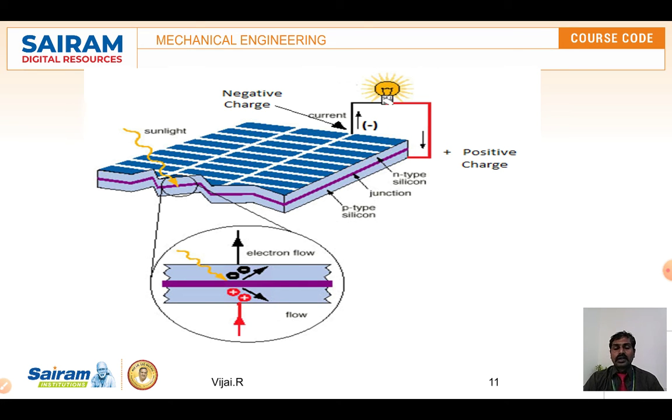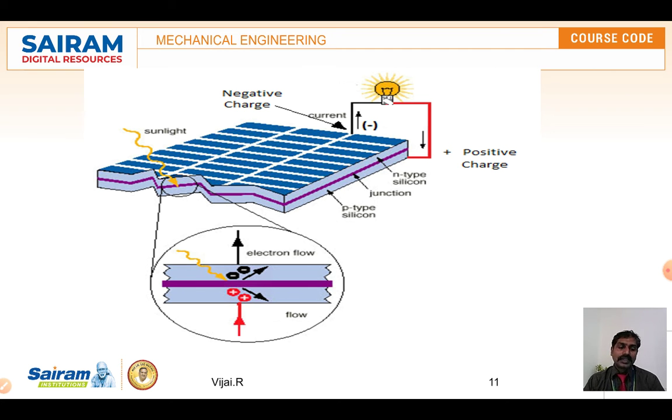Here is the photo emissive effect. We are going to see how it works. Normally, photons. We know photons. Photons are a packet of energy. When light rays fall on an object, it's a silicon object, where there are n-type and p-type silicon.